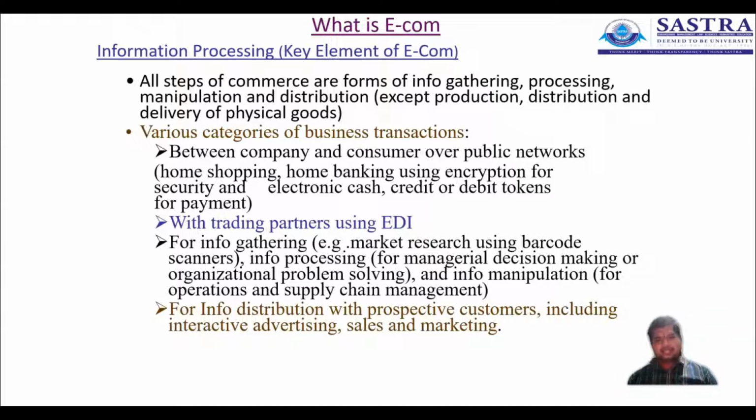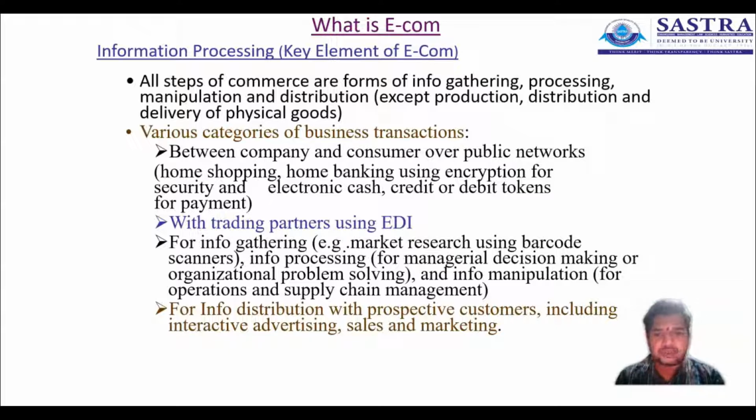So various categories of business transactions we are having between company and consumer over public networks, and the best example we can take is home shopping, home banking using encryption for security and electronic cash, whatever we are using, a credit card or debit card or tokens for the payment in real-time systems.